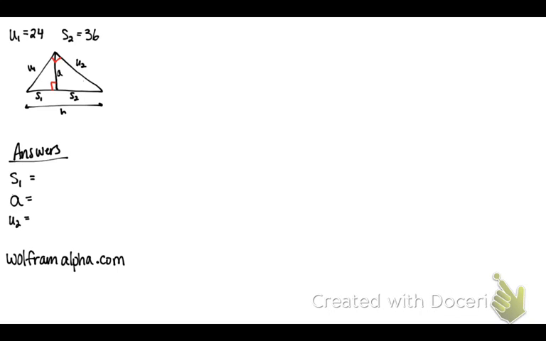Okay, in this problem we're given U1 and S2. So in my picture, which you should have drawn on your paper, you need to label your U1 as 24 and S2 as 36. We're going to start off by finding S1. Instead of S1, I'm just going to use x to make it a little bit easier.